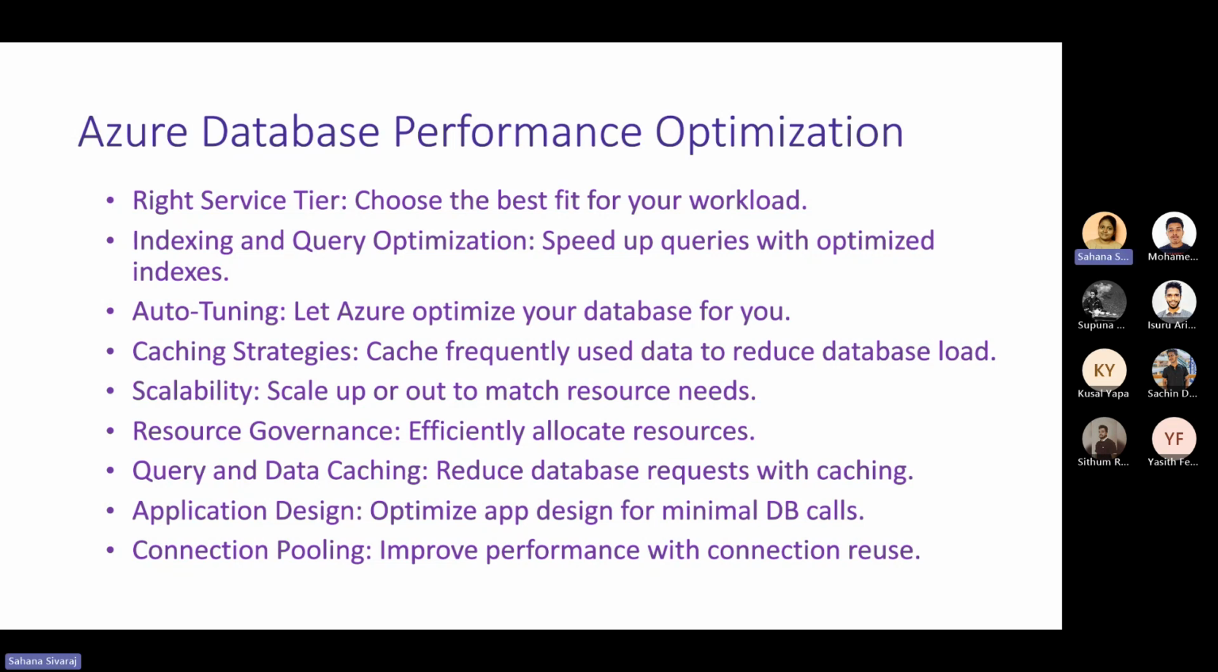Next is indexing and query optimization. In SQL, when we are using multiple joins, by using indexes on one particular table's keys and combining them, we can speed up the query speed. In auto tuning, this will help the database to optimize the performance without manual intervention.